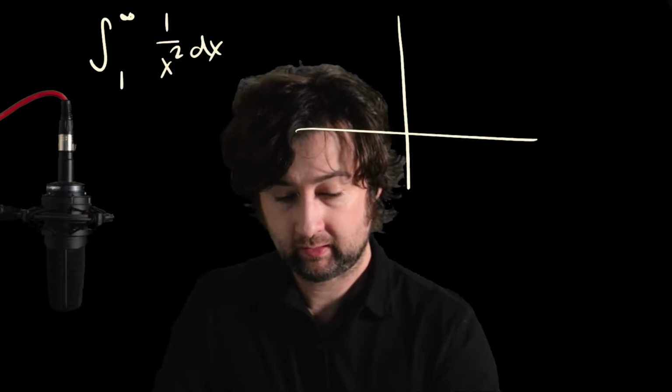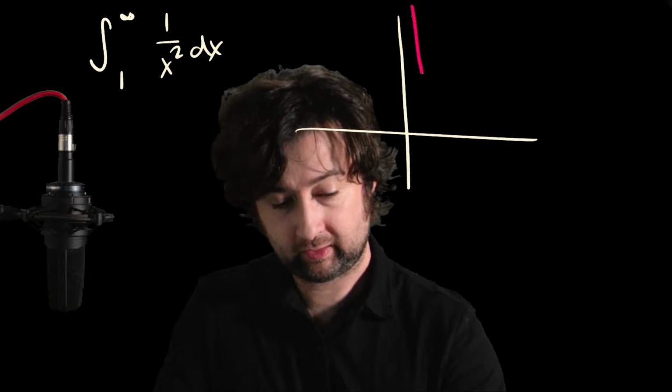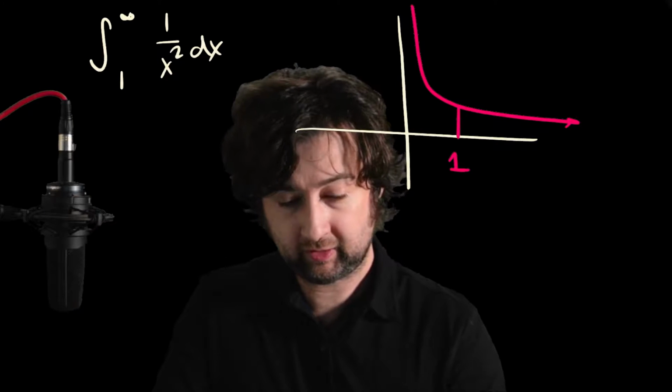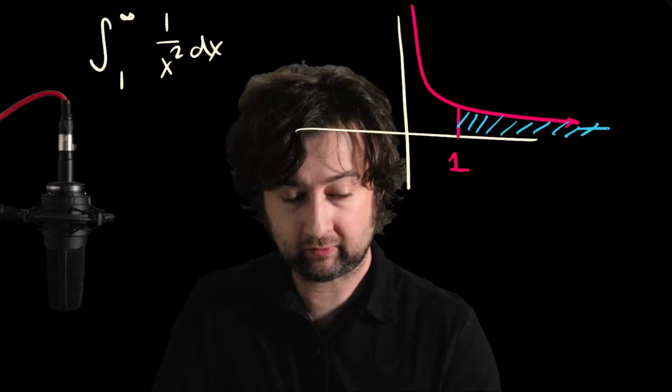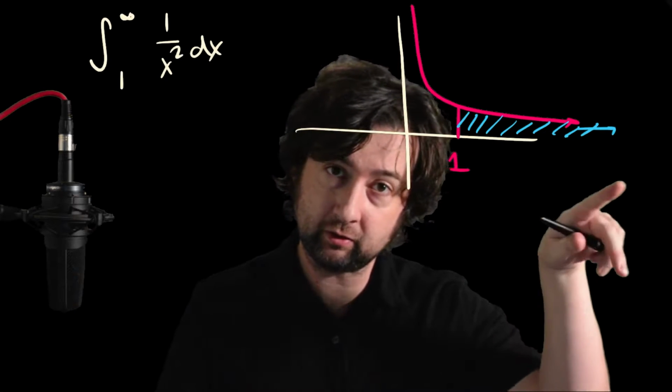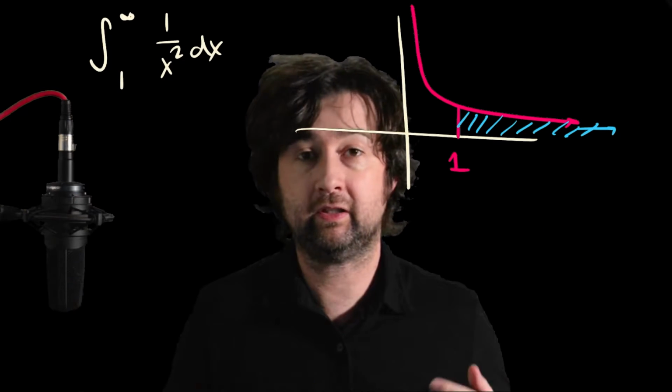Our motivating example is the integral from 1 to infinity of 1 over x squared dx. And we can interpret that as an area by thinking about its graph. So the function 1 over x squared looks like this. And we're saying that we would like to start at x equals 1 and then consider the area under this curve that goes like this forever.